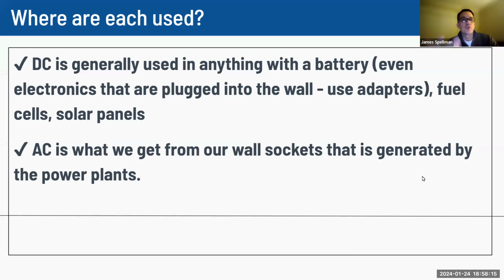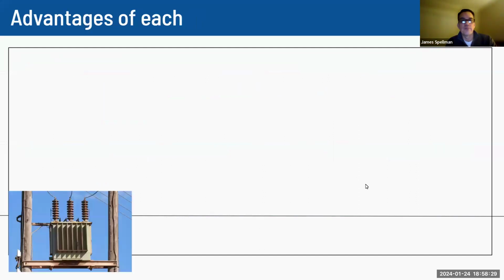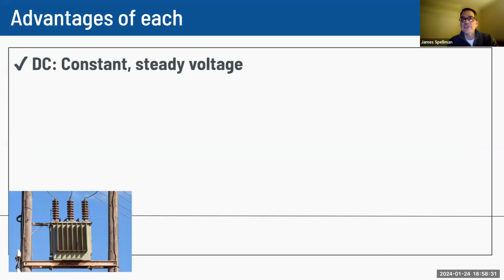As you might think, a lot of electronics like computers probably don't really need electricity zigzagging back and forth and having all these variations in the amount of current that's going in them. We do have devices that can change one to the other. The advantages of each, it sounds like we use DC a lot, and it is because it's constant, this constant steady voltage, which is really, really nice.